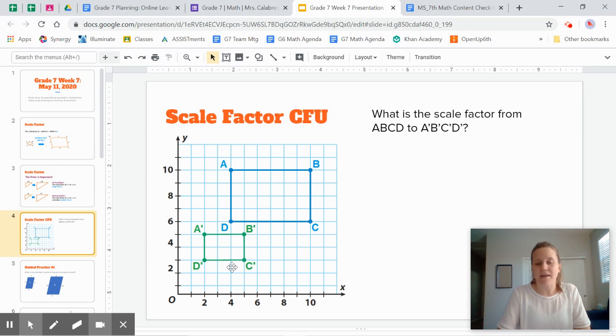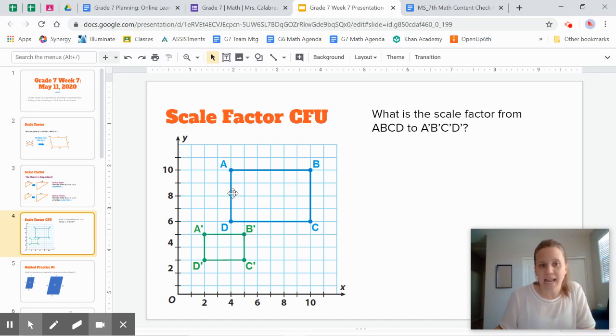Is your scale factor bigger than 1 or smaller than 1? If you were thinking it was smaller than 1, you are correct. Because I'm taking a larger rectangle and then getting a smaller rectangle, I'm going from blue to green, my scale factor is less than 1. It's a fraction less than 1. So the question is, what fraction is it?